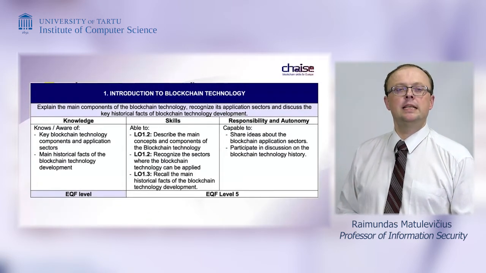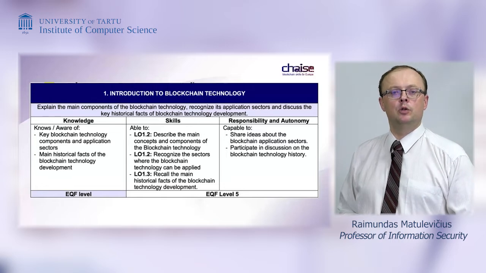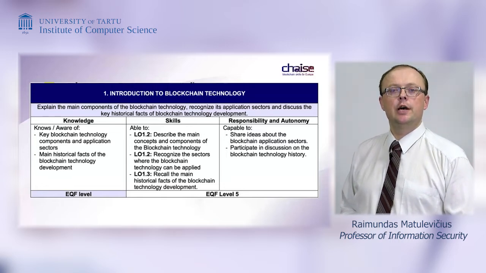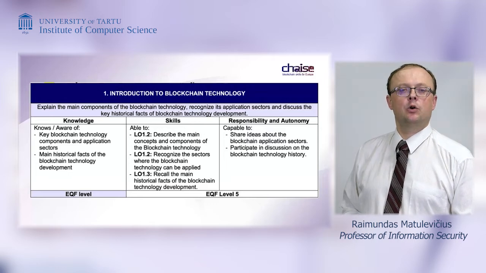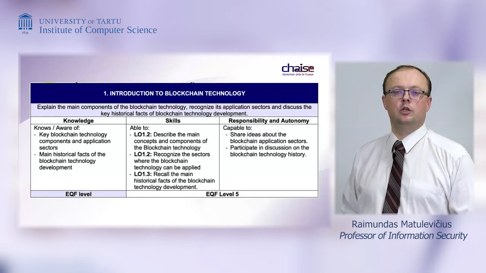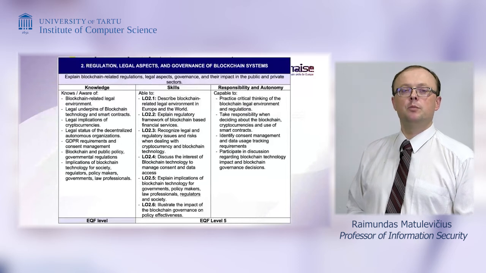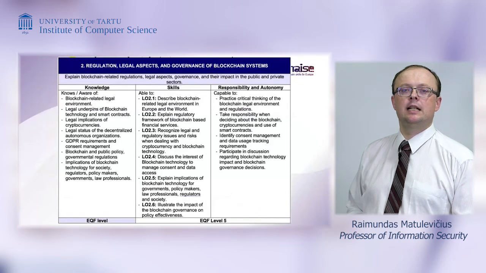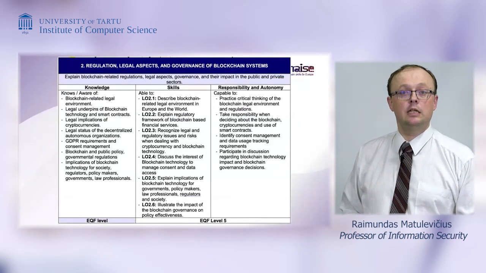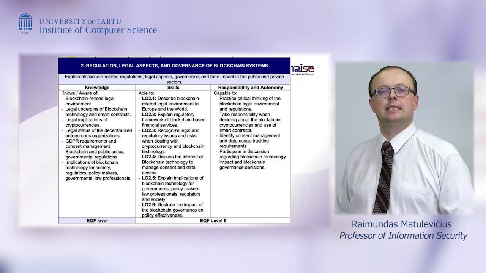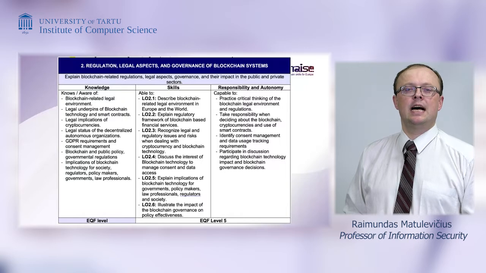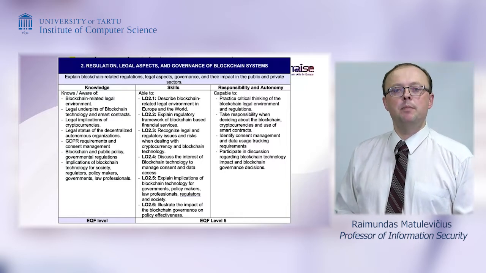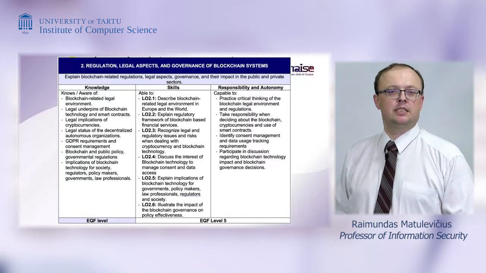The main purpose here is to explain the main components of the blockchain technology, recognize its application sectors, and discuss the key historical facts of the blockchain technology development. The second module speaks about regulations, legal aspects, and governance of the blockchain systems. It explains blockchain-related regulation, legal aspects, governance, and their impact to the public and private sectors.